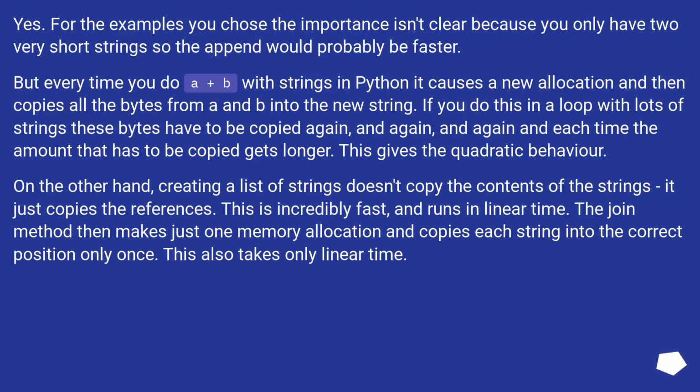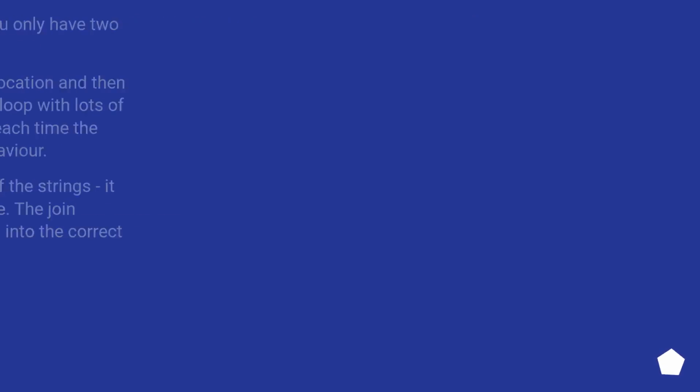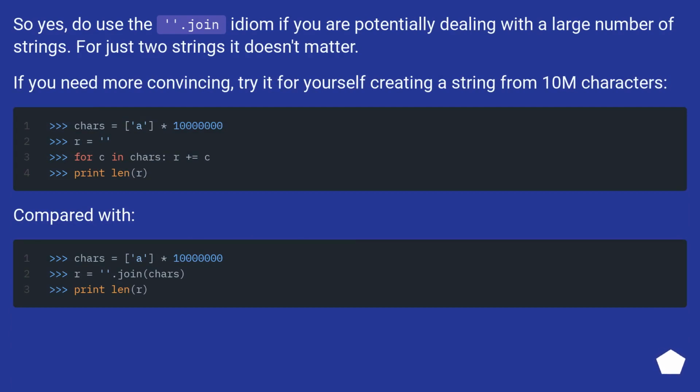On the other hand, creating a list of strings doesn't copy the contents of the strings, it just copies the references. This is incredibly fast, and runs in linear time. The join method then makes just one memory allocation and copies each string into the correct position only once. This also takes only linear time. So yes, do use the .join idiom if you are potentially dealing with a large number of strings. For just two strings it doesn't matter.